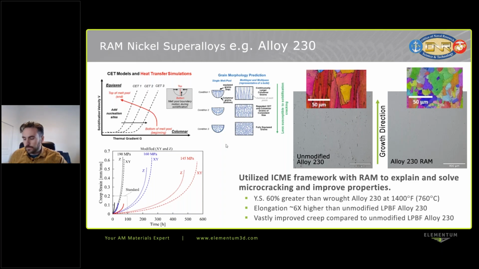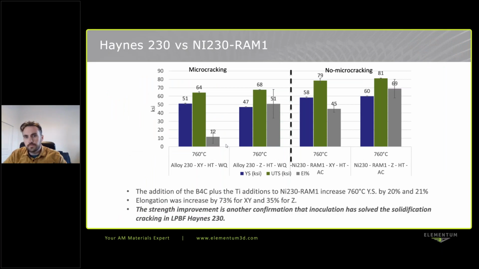And just to give more understanding to that, in a mechanical sense, by eliminating that microcracking, we're able to greatly increase our strengths and our ductilities at temperature, at an industry standard of 760 C. We see an increase of elongation by 73%, and 35% in the Z direction, showing that this material has quite a bit of isotropic properties as well.